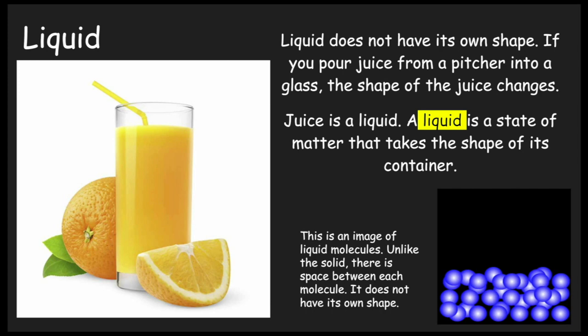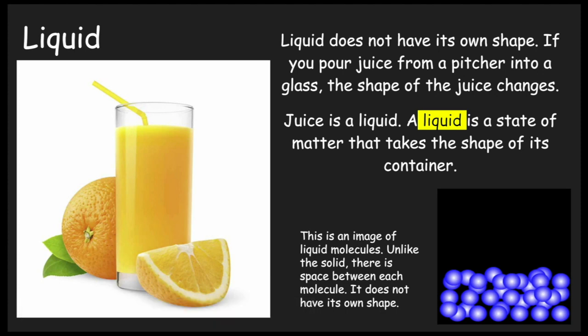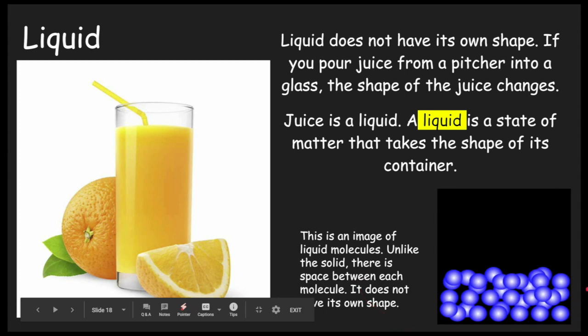So when we looked at our solid molecules, we saw that it was a cube and they were very close together. They were all touching and pushing against each other. But here are liquid molecules. So this juice is full of little tiny molecules like this. Instead, these molecules look like they're moving around. Not all of them are touching, and they don't have their own shape.